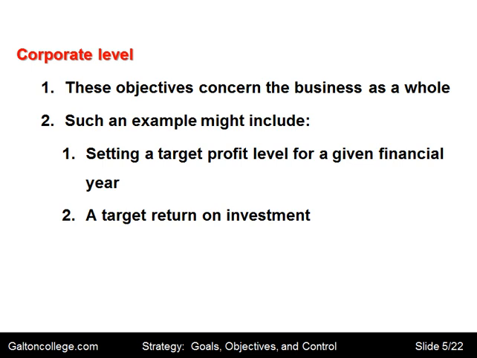The corporate level, for a start, well, these objectives concern the business as a whole. That's what we mean by corporate level. It concerns all of the business. Such an example might include setting a target profit level for a given financial year. That applies to the whole business. Every part of the business will be involved in trying to bring in that profit level target. Or it could be setting a target return on investment. Again, all of the business will be involved. All of the various functions of the business will try to contribute towards achieving that target return on investment. So the corporate level applies to the whole business.